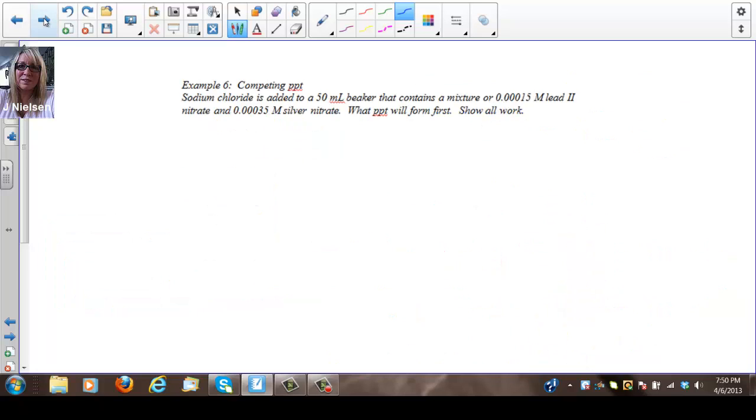Okay. Sodium chloride is added to a 50 mL beaker that contains a mixture of 0.00015 molar lead 2 nitrate and 0.00035 molar silver nitrate. Now they want to know which precipitate will form first.